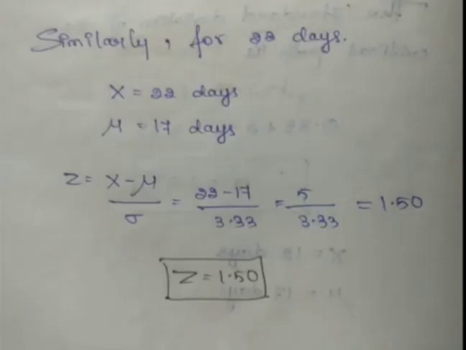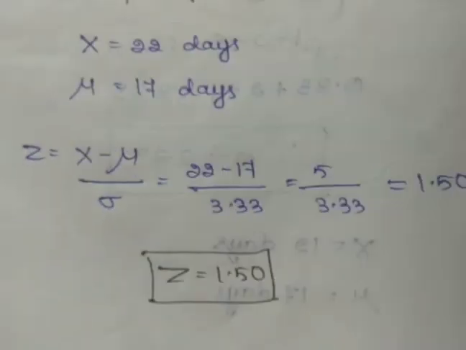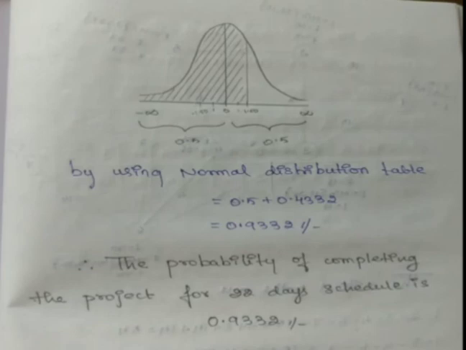Similarly we come to the next subdivision. For the project to be completed in 22 days, the x value will be 22, mu is as it is 17, and sigma is also as it is. So the Z value will be 1.50. The same normal distribution figure is like this, and this is the whole portion we need. Up to the origin we know 0.5, and 0 to 1.50 is 0.4332. Adding these gives 0.9332. Therefore the probability of completing the project within the 22 days schedule is 0.9332.